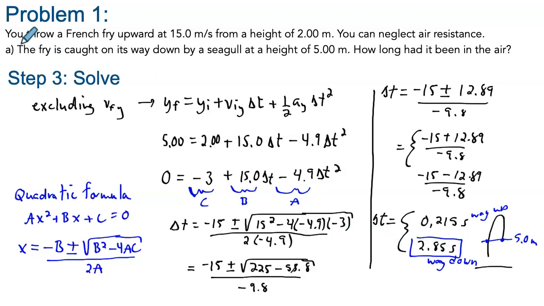And that solves part A. Answer part A, I'm sorry. As always, we should assess our answer. So 2.85 seconds for a fry going up and then coming back down sounds credible. And also, are we indeed answering the question? How long has it been in the air? Yes, we do. So that's fine. So we can move on to part B.